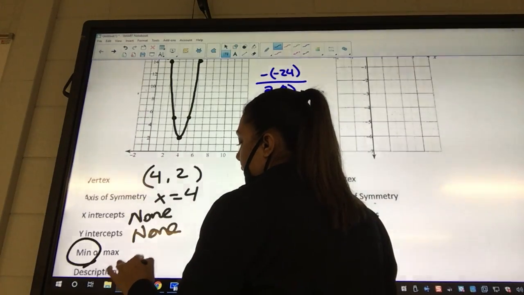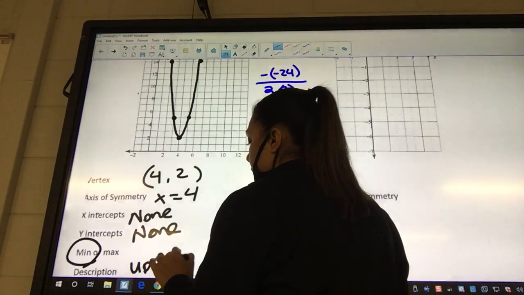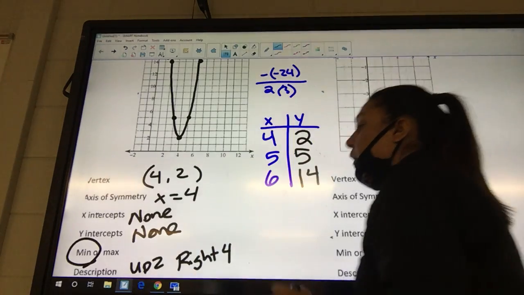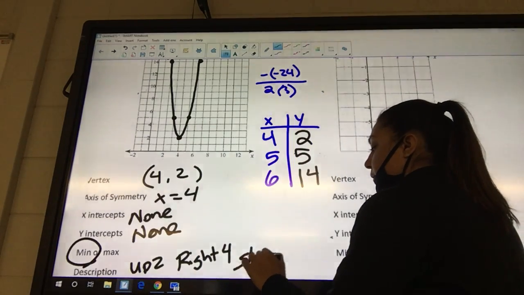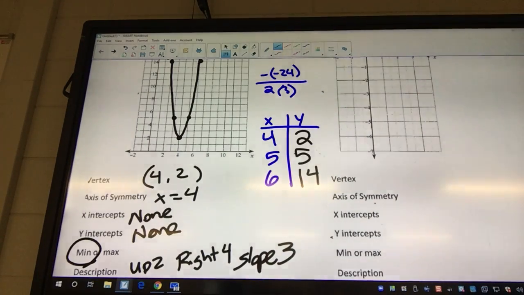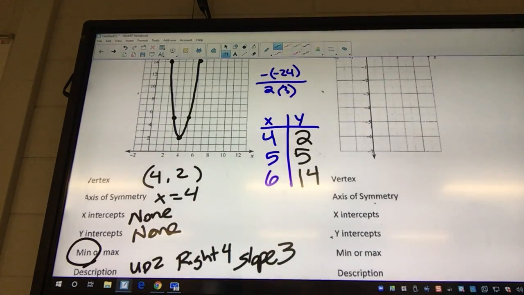Right 4. Not over, Robbie, right 4. Anything else? Why can't I say over? The slope is 3. Which way are you going? That's why you can't say over. You can't just give somebody directions and say, turn up there. How am I supposed to get to your house? Which way do you want me to turn? So we need to say direction. And then it has a slope of 3, so make sure that you put slope 3.